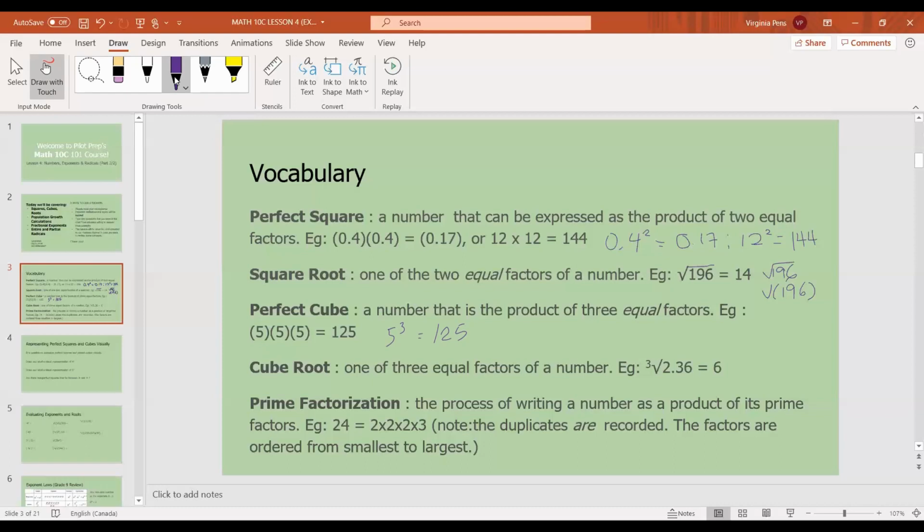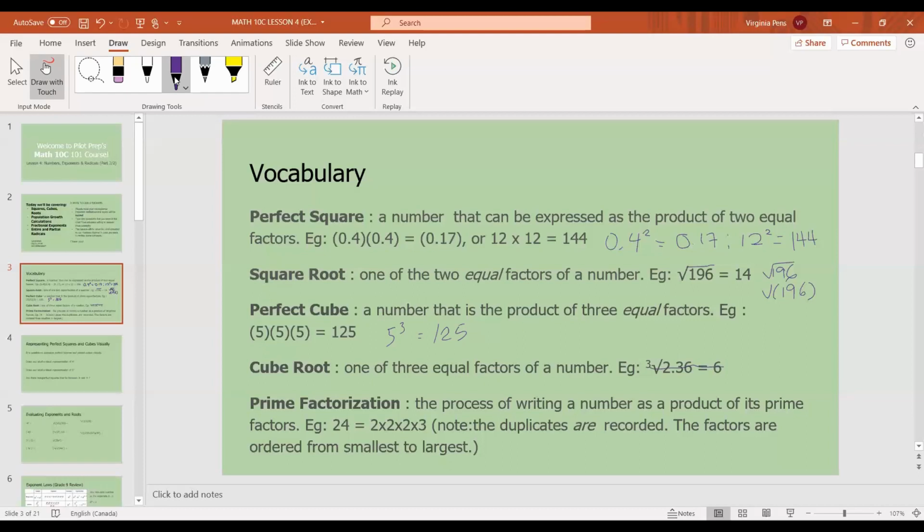And the cube root is also just the opposite of a perfect cube. This cube root of 2.36 is equal to 6, is it? Might have to fact check that because I tend to make a lot of typos when making these. Oh yeah, that is definitely wrong. Yep, made a mistake here. This is wrong. Let me give you another example.